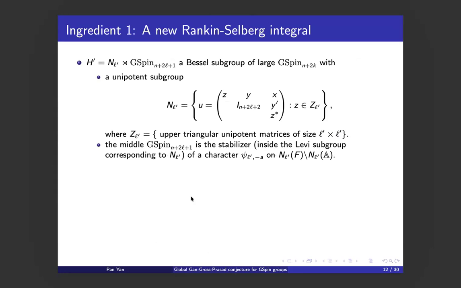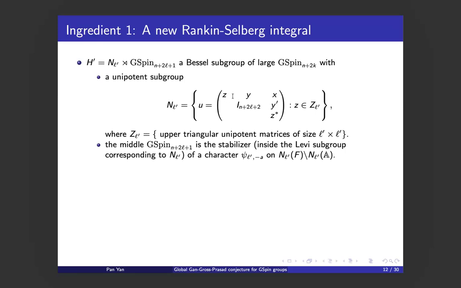Now in the large GSpin group, we can also form a Bessel subgroup H prime, which is N l prime semi-direct product with the middle GSpin, where N l prime is a unipotent subgroup. Here I'm writing this unipotent as an element in the associated special orthogonal group. But the unipotent subgroups of GSpin are isomorphic to unipotent subgroups of the corresponding special orthogonal groups. So I'm writing this in terms of the image under the projection map inside SO.